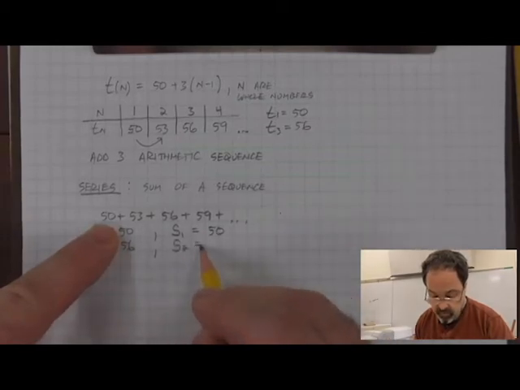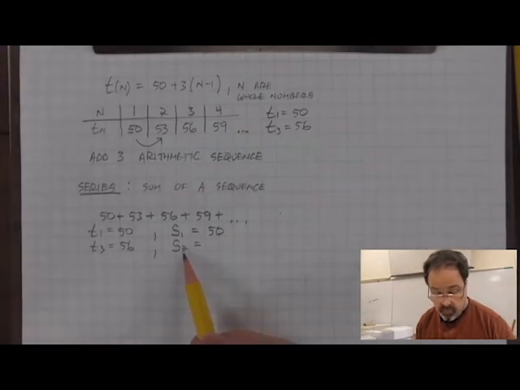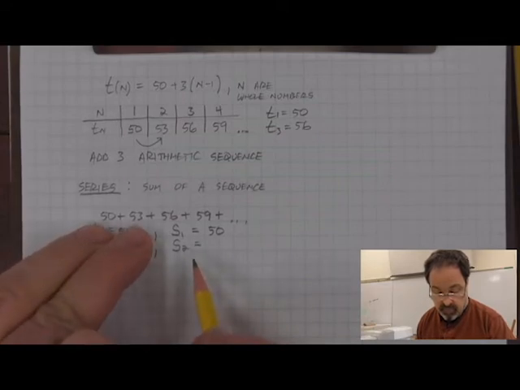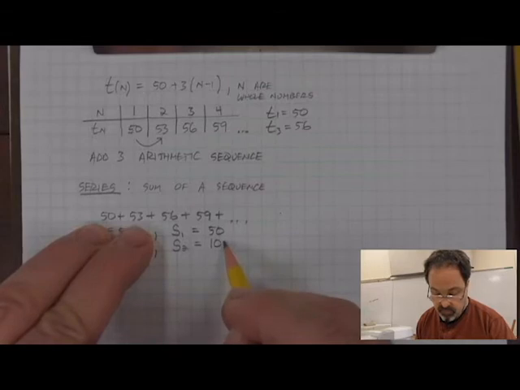S sub 2 is the terms from the initial up to the second term, and all of them added together. In this case, that's quite simply 50 plus 53. In this case, S sub 2 is 103.